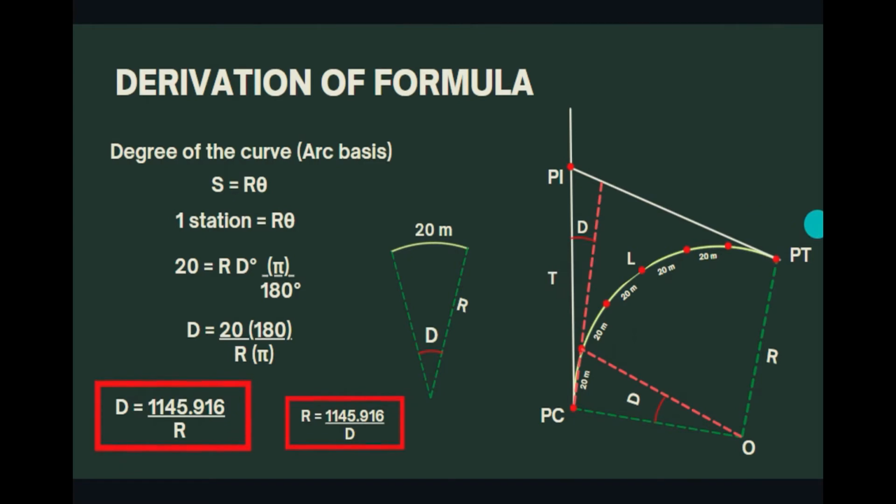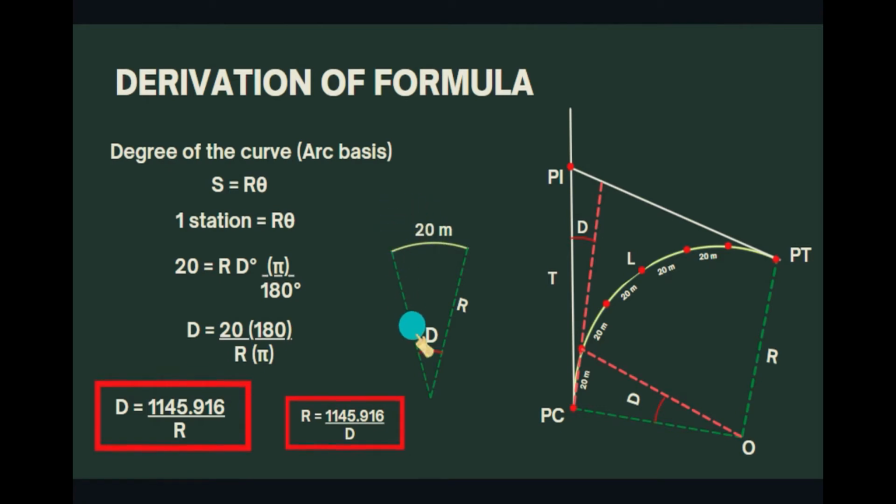Again, we have two different approaches in computing for the D. First, we have the arc basis. With this, we have a value of the radius for every degree of curvature in a fixed length of arc, which is equal to 1 station. So 1 station is equal to 20 meters. Let's solve for the D in terms of radius.